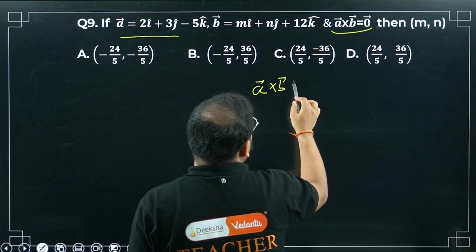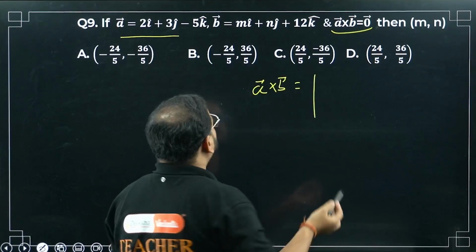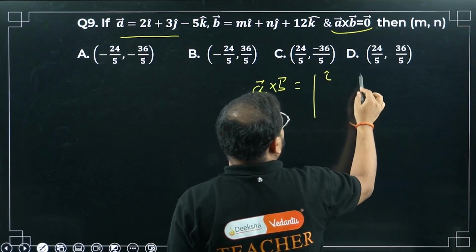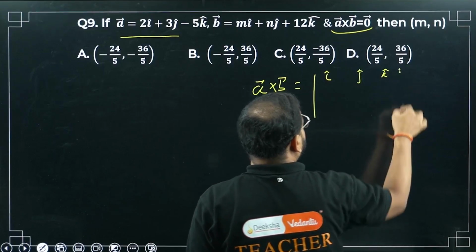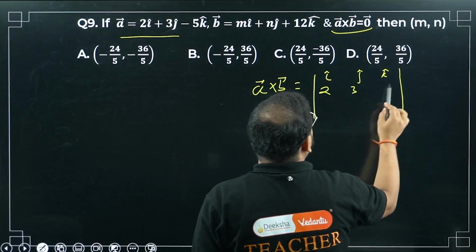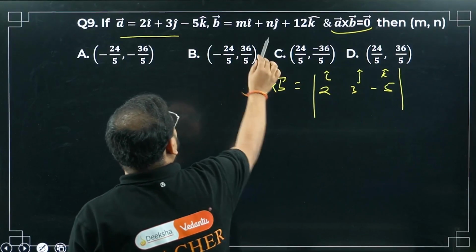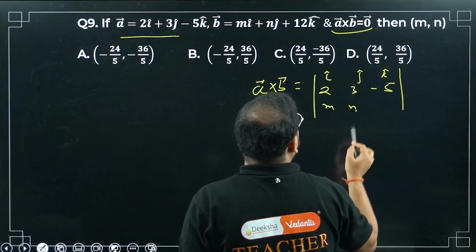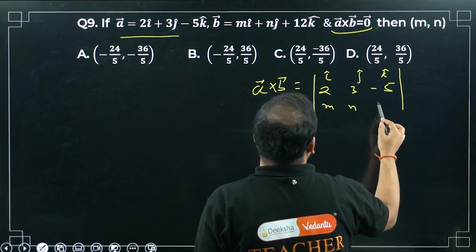This is simple, right? Write the matrix. What is going to be the first row? I, J, K. Then what elements will be in the second row? 2, 3, minus 5 for A. For B, I'll have m, n, and 12.